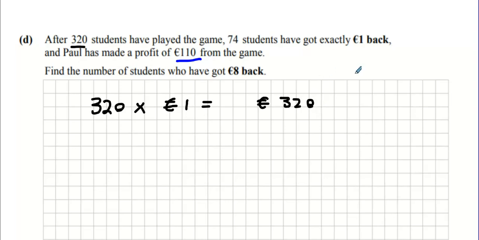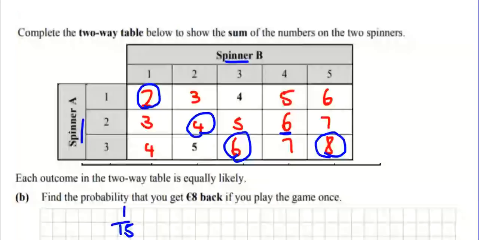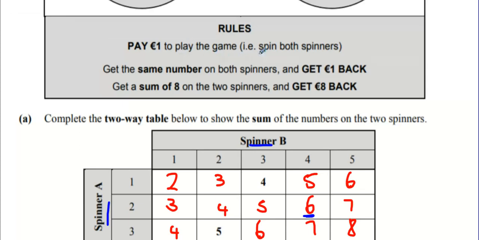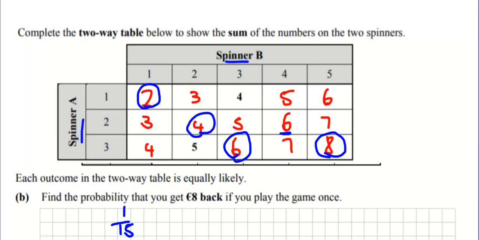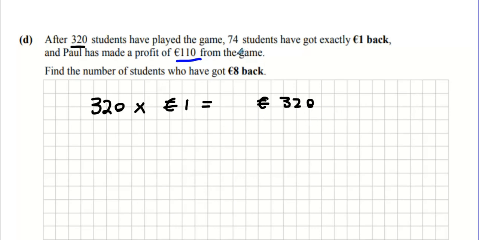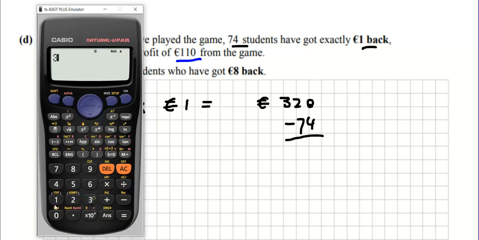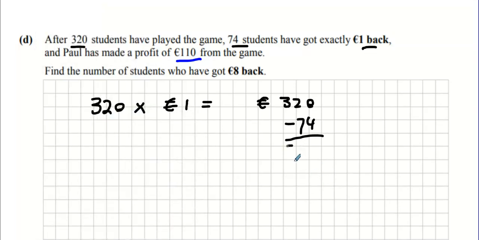Okay. I believe it's €1 to play the game. I'm just going to reread the rules. €1 to play the game. Get the same number on the spinners, get €1 back. Okay. So out of that 320, 74 students got their €1 back. So that's take away 74. And that's 320 take away 74, which is €246.